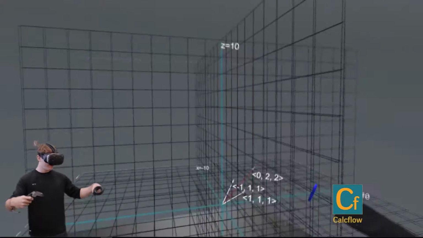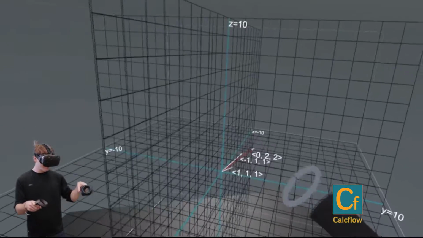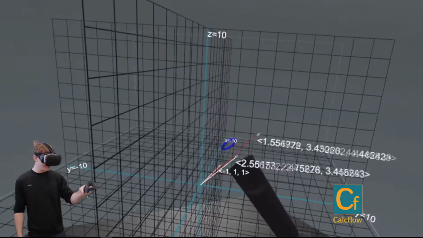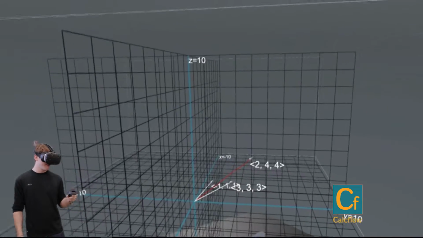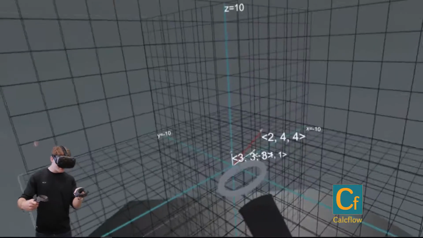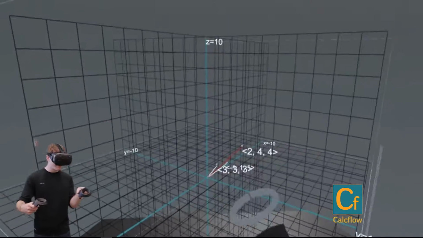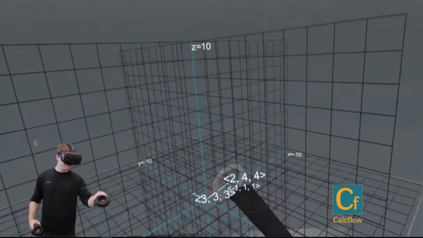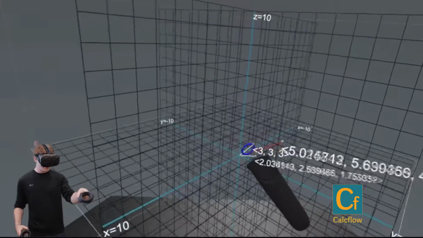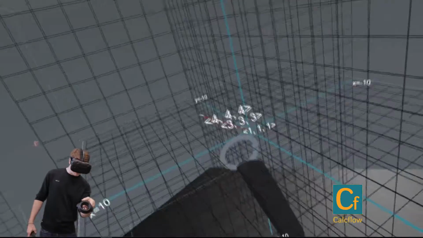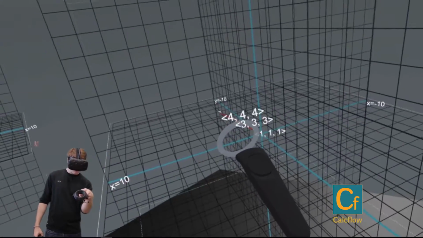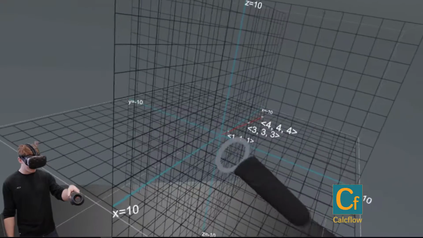So let's draw a couple vectors. Okay, so we have vector number 1. Let's go ahead and put that at 3, 3, 3. Okay, so vector number 1 is now sitting at the location 3, 3, 3. Let's get vector number 2 over here, and let's put that as something simple. How about 1, 1, 1? So we have vector 1, 1, 1 plus vector 3, 3, 3 equaling vector 4, 4, 4.